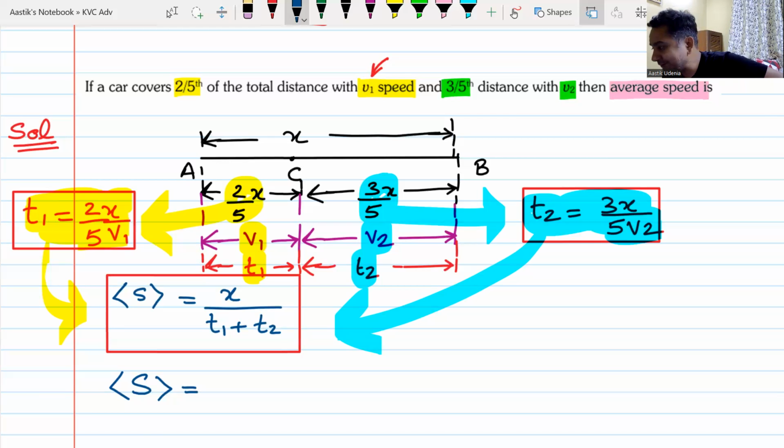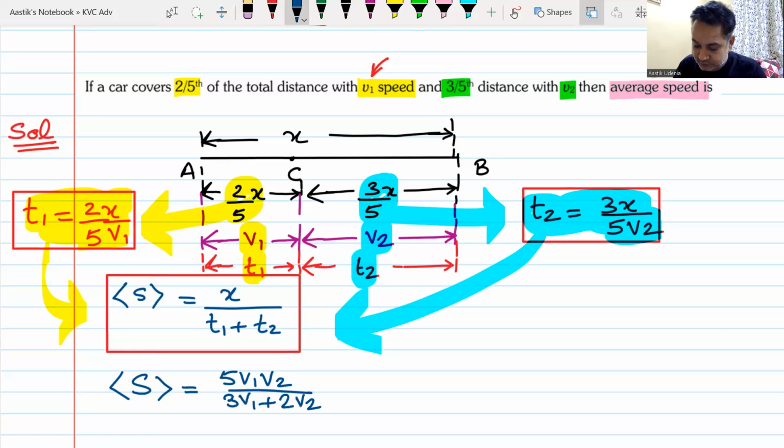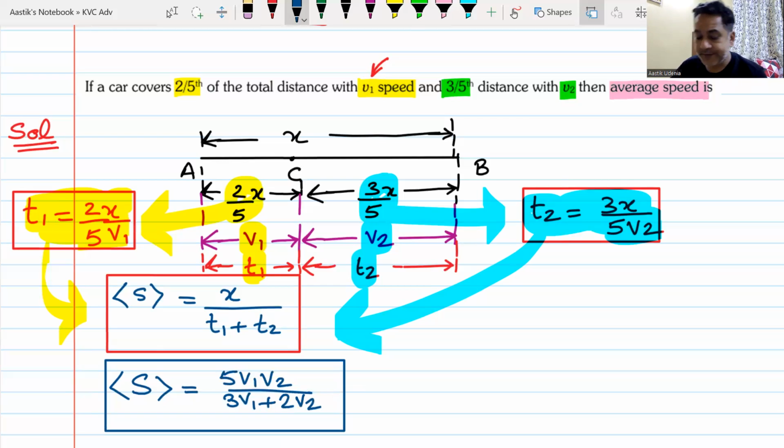Yes, bacha, I'm waiting. Okay, I leave it to you. I know you can calculate it. It will be 5 times V1 V2 upon 3 times V1 plus 2 times V2. You will get this, yes or no? Confident? Yes, sir. Okay, well done.